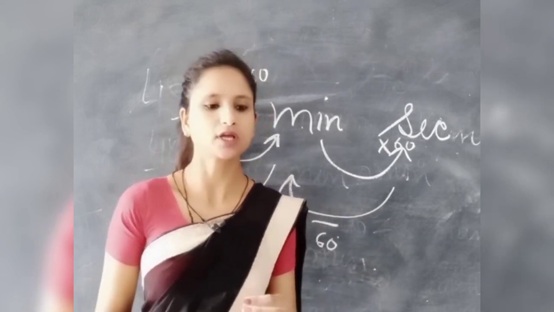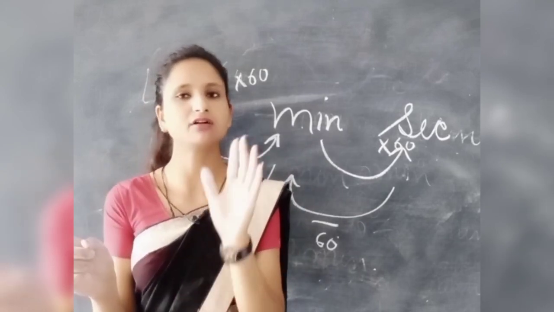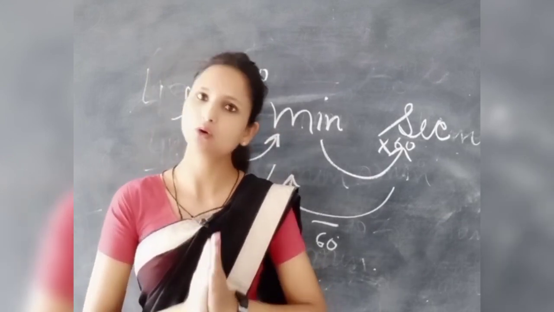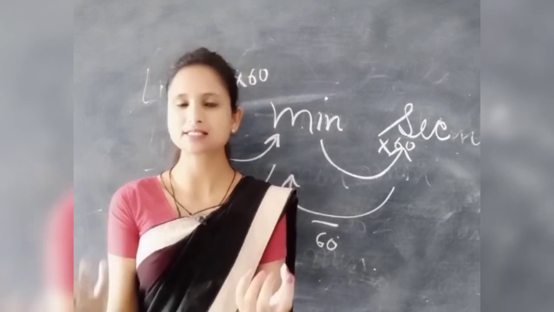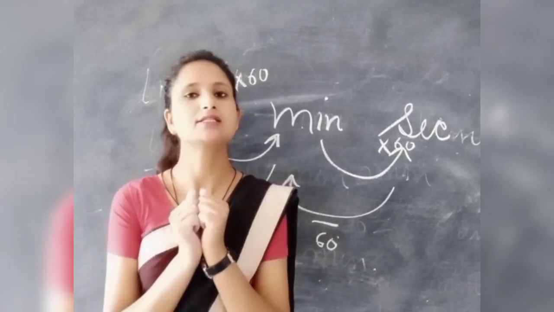These are very simple. Whenever you get hours to convert into minutes, first convert the hour, then you have to add the minutes. And if it is in minutes and seconds, then first convert it into seconds, then you have to add that second also.